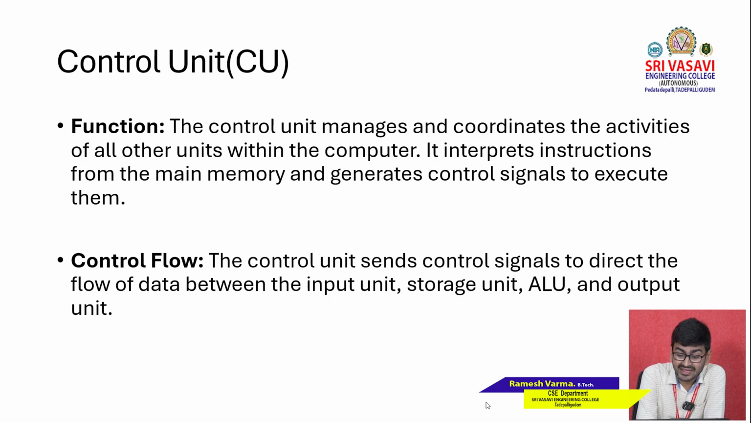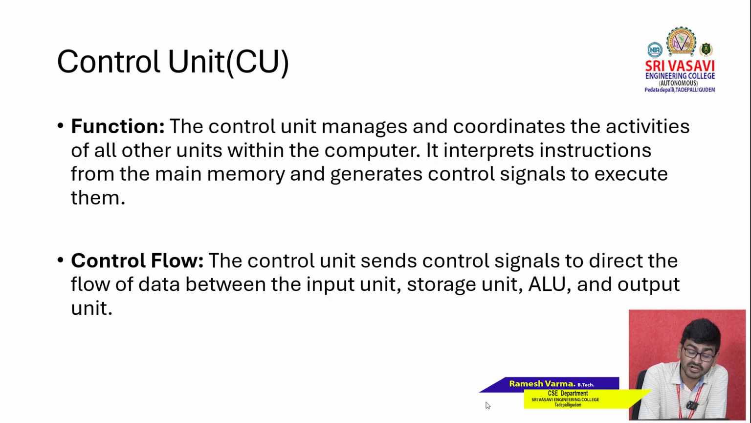Control unit manages and coordinates the activities from all the units, because the control unit name itself says that it controls all the units within the computer. It interprets instructions from the main memory and generates control signals to execute them. So control unit will take the decision which unit will take that instruction and execute accordingly. This unit will take that decision and final call.